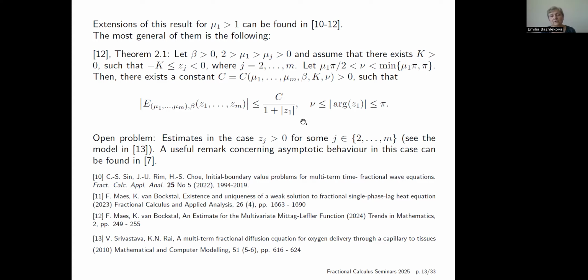An open problem here can be stated: whether the assumptions on the variables can be relaxed, and if it's possible to find some estimates if one of the variables is positive. This is interesting because such models are given in the paper 13. And in the paper of Yamamoto, some remarks concerning these problems are given.